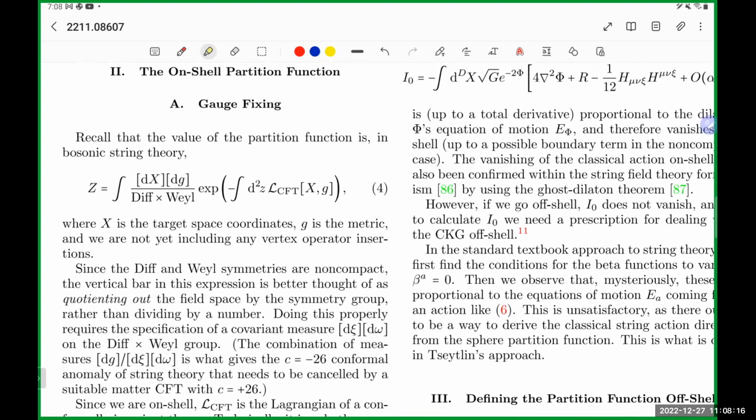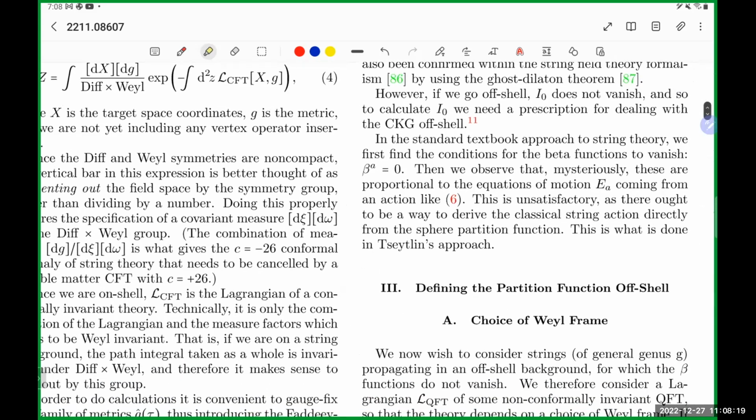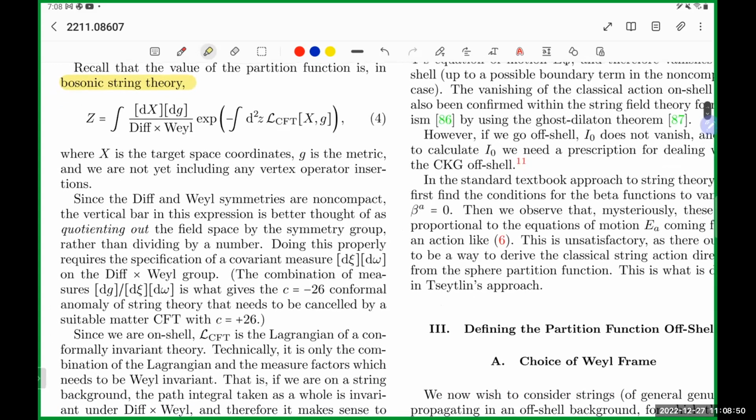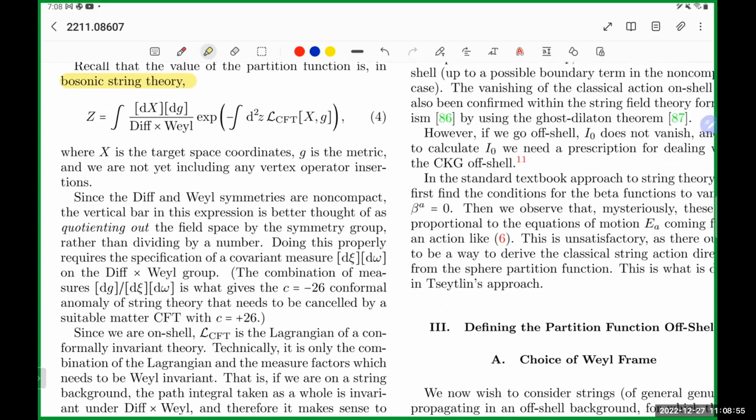But to be a little bit more precise now, suppose I start from bosonic string theory, and I give you the following partition function. The following partition function is an integral over the strings X, the world sheet metric G, and then in the denominator, we have the diff cross Weyl as gauge invariances, symmetries of the action, and then I get the exponential of some conformal field theory action as a functional of X and a functional of the world sheet metric G. As usual, when we have gauge symmetries in quantum field theories, we need to gauge fix, right?